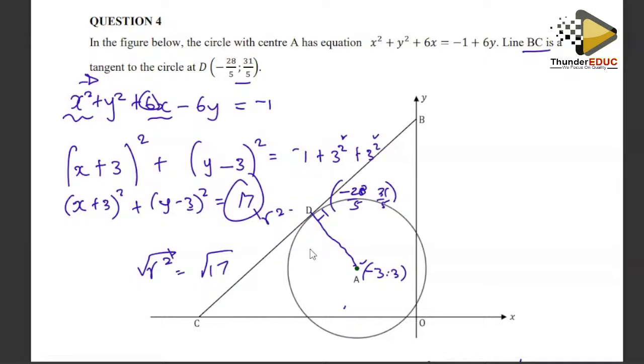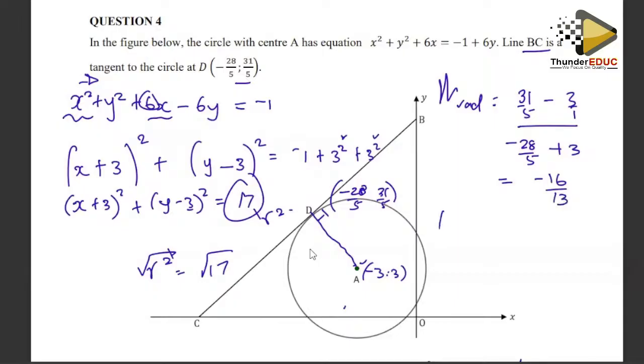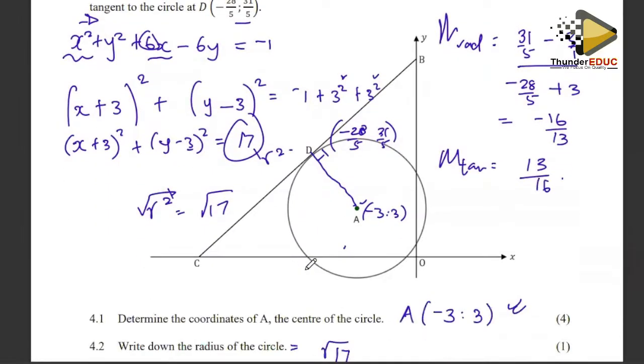Okay, so the gradient of the radius, we're saying, is 31/5 minus 3 over -28/5, we shall say plus 3. Okay, so when you punch all this in the calculator, we end up with -16/13, meaning that the gradient of the tangent is just the reciprocal of this, which is 13/16.